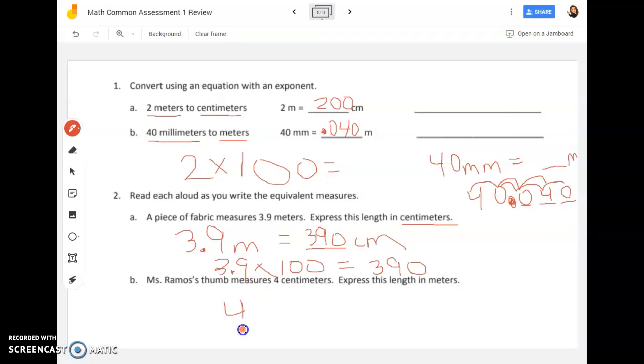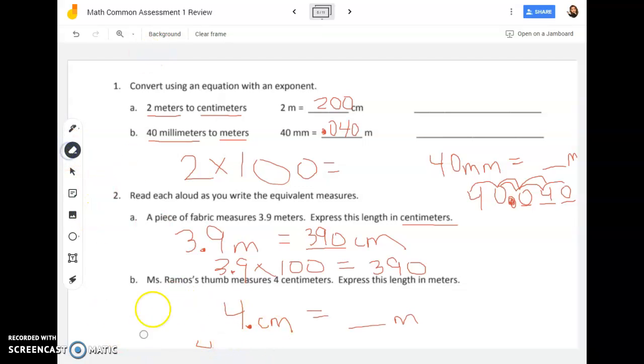Right here, if we have 4 centimeters, that's really small. And we want to take that and put it in meters. Well, think about it. I have a whole number. My decimal's right here at the end of my whole number. And I'm taking it and I want to go from the smaller value up to the larger value. So to do that, we're going to need way less of a meter to give me 4 centimeters. So our value is going to get smaller. So we're going to take it and instead of multiplying by 100, this time we're going to divide by 100.